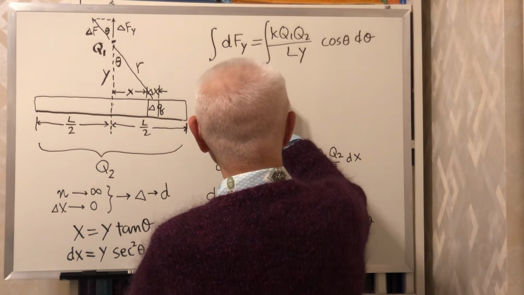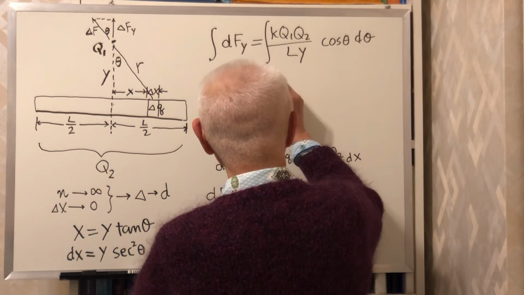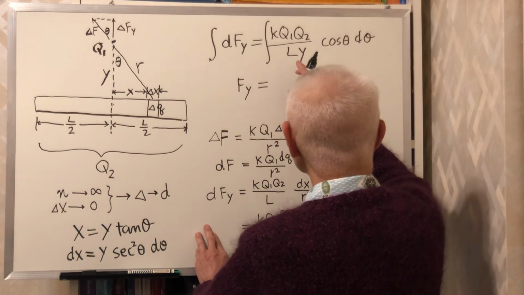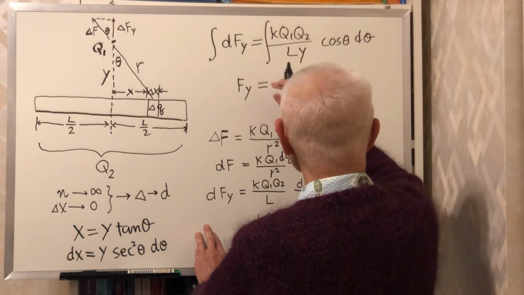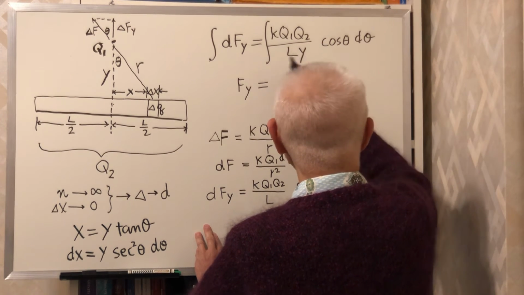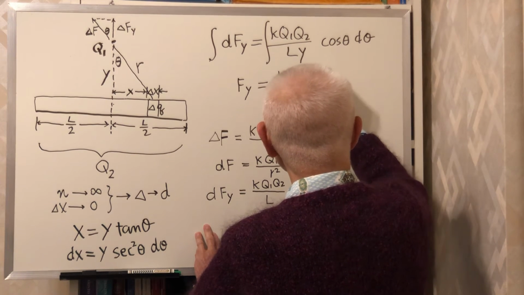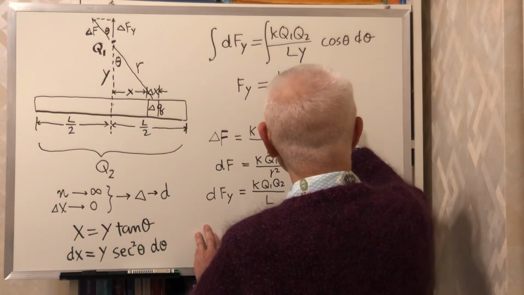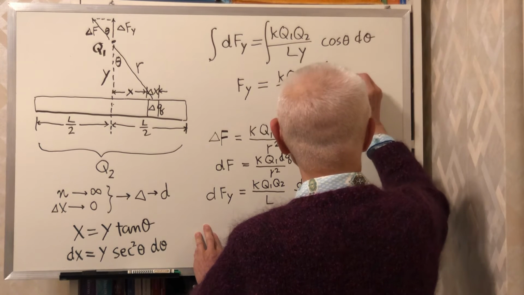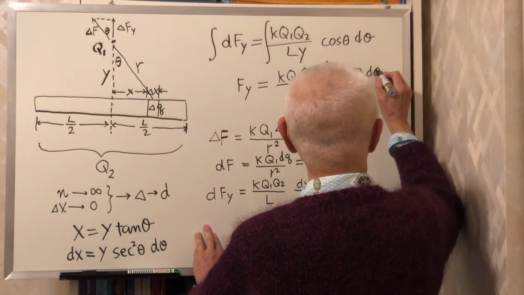Now the left-hand side becomes Fy. So on the right-hand side, I can move all the constants in front of the integration sign. K, Q1, Q2, L, Y, they are all constants. So the integration is this.